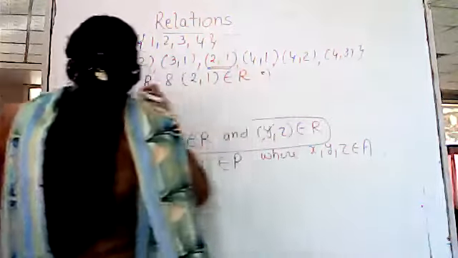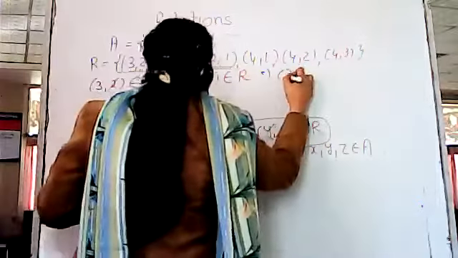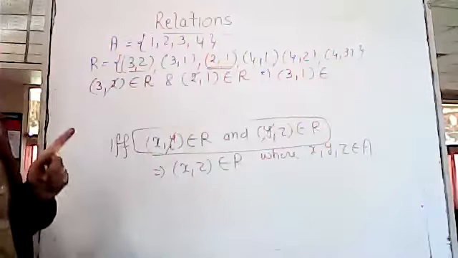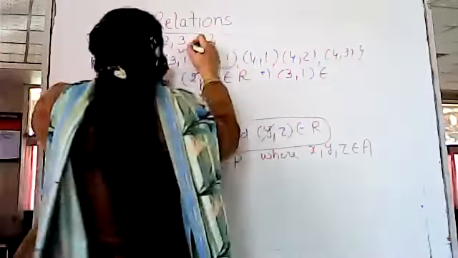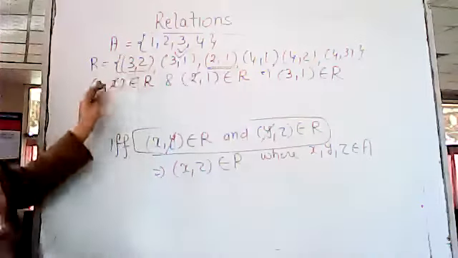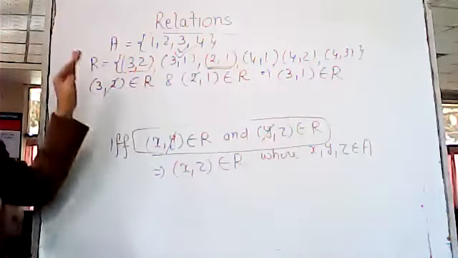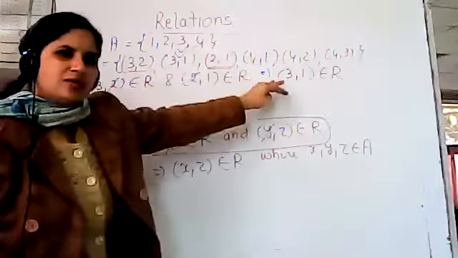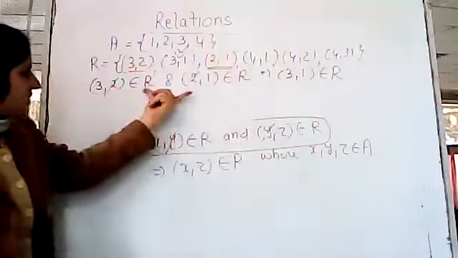And what do I want to check? I want to check whether (3,1) is present in the relation or not. (3,1) is also present in the relation. So for the first pair, I have checked that the transitive relation is verified. And similarly, we shall check it for the rest of the pairs. Is this clear to everyone?